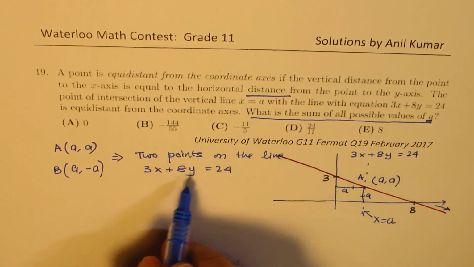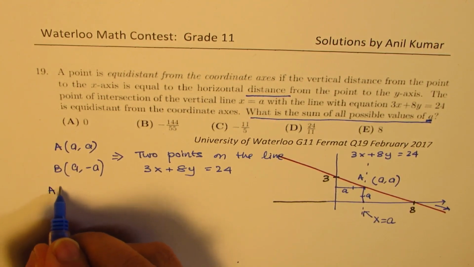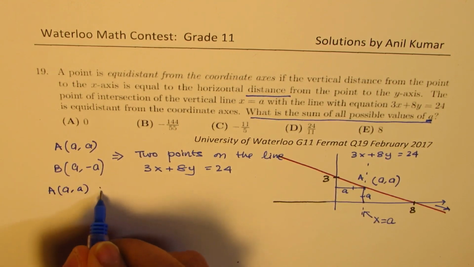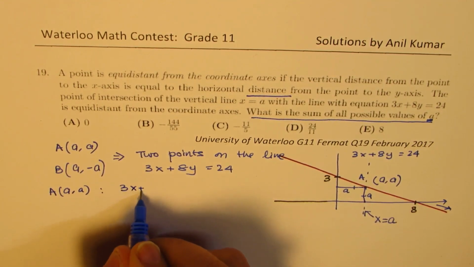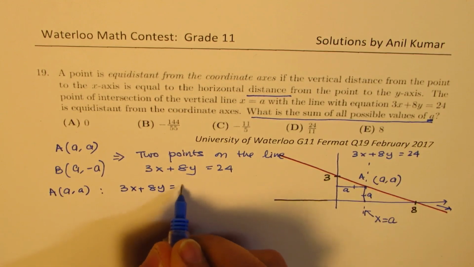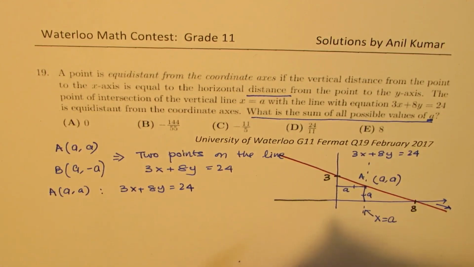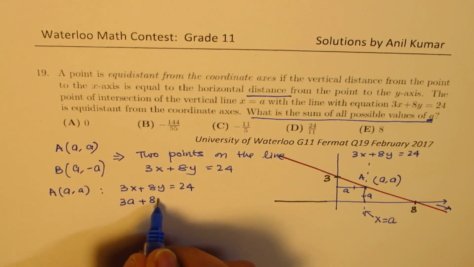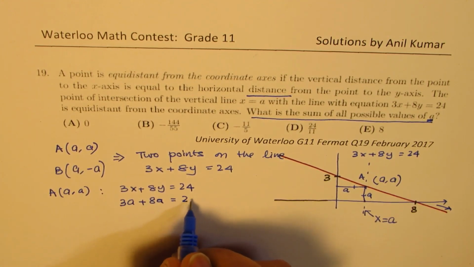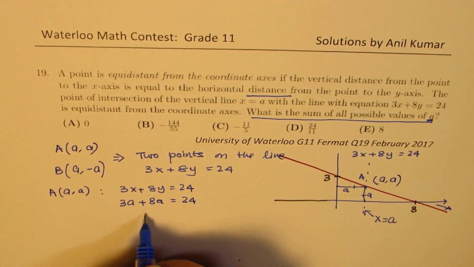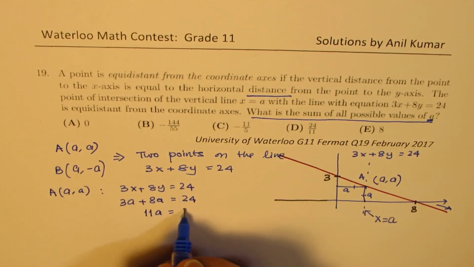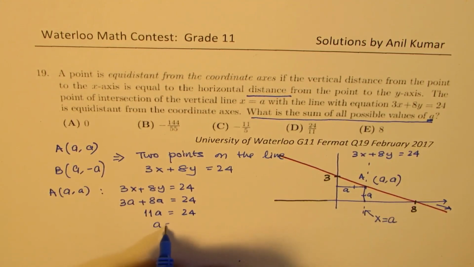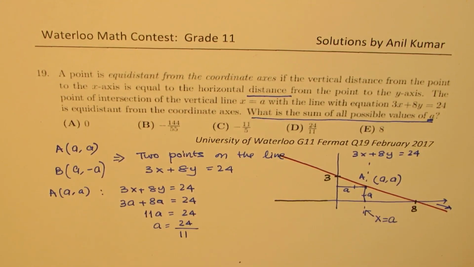We can actually substitute the value here. So if I say the point A is (a, a) on the line 3x plus 8y equals 24, that basically means that 3a plus 8a equals 24, correct? So that means 11a is 24, or a is 24 over 11. So we get one value.